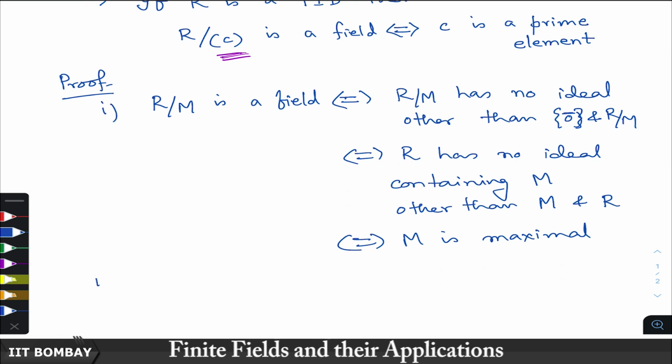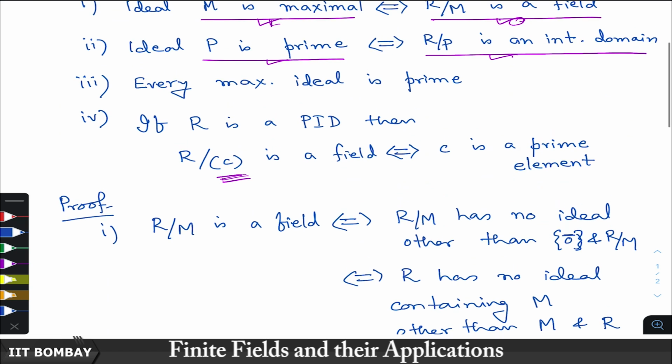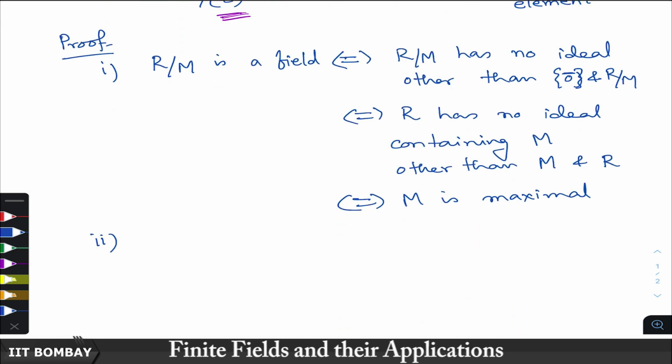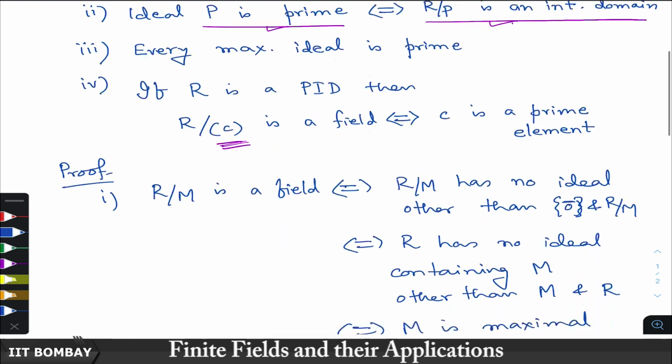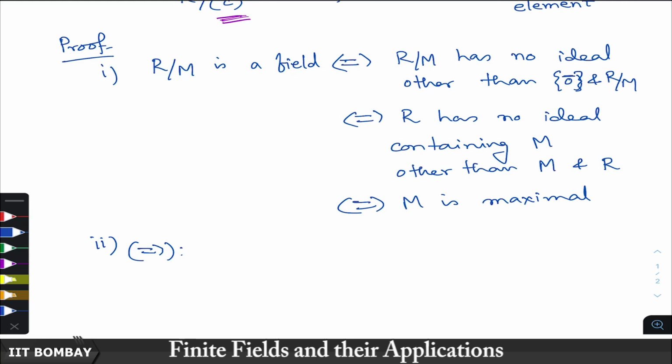Now, this is the first part. The second part says P is a prime ideal if and only if R by P is an integral domain. So, let us prove the forward part first. P is a prime ideal. We want to show that R by P is an integral domain. So, take any two elements A and B in R by P. These are the cosets of P.